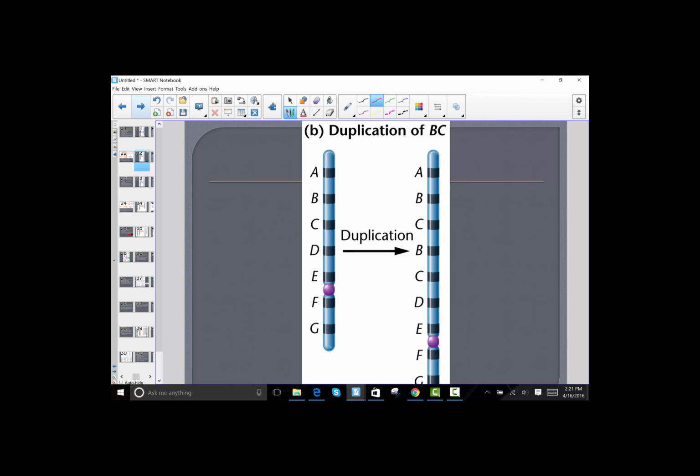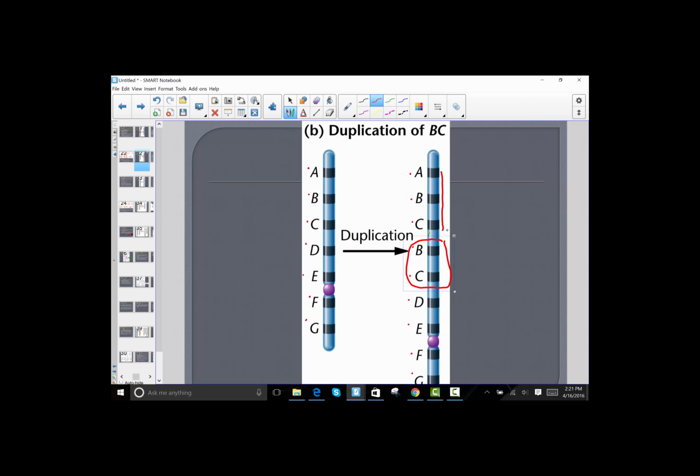Now this is a duplication, and that's sometimes a little bit easier to see because you're starting out with genes A, B, C, D, E, F, and G, just like we had on our original chromosome before. But now look what happens. We have A, B, C, B, C, D, E, F, and G. So here we have a normal representation, but this section is actually duplicated.